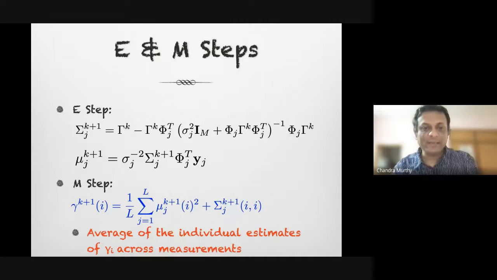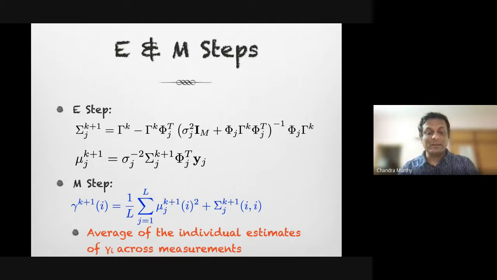So in fact, the solution to the E and M steps are exactly the same as before, except that you will compute a sigma j and a mu j for each column of Y, that is for j going from 1 to capital L. And in the M step, you do a common M step across all the L columns, where you update this gamma to be the average of the individual estimates of gammas across the different measurements.